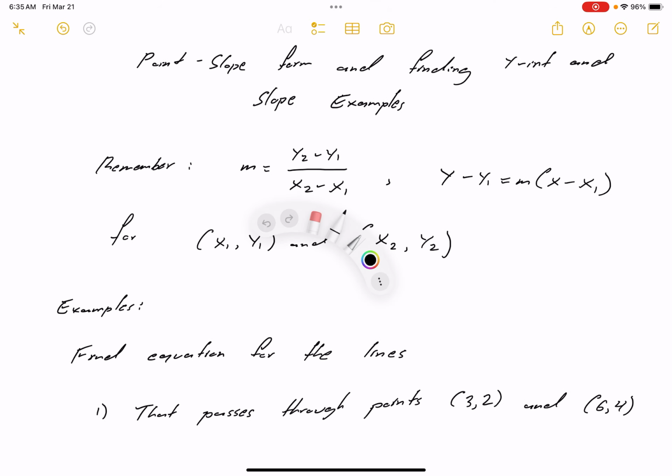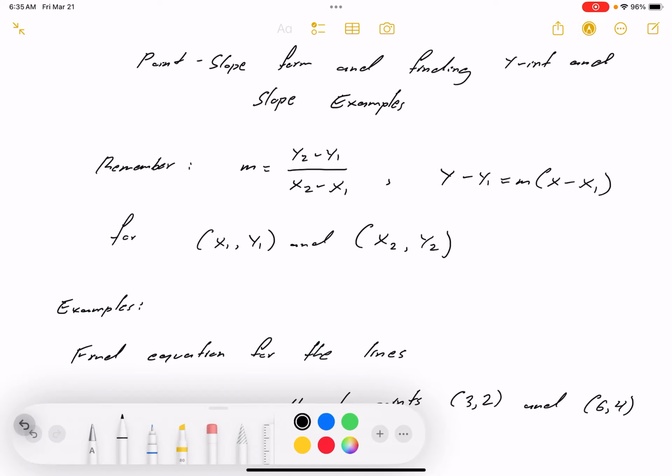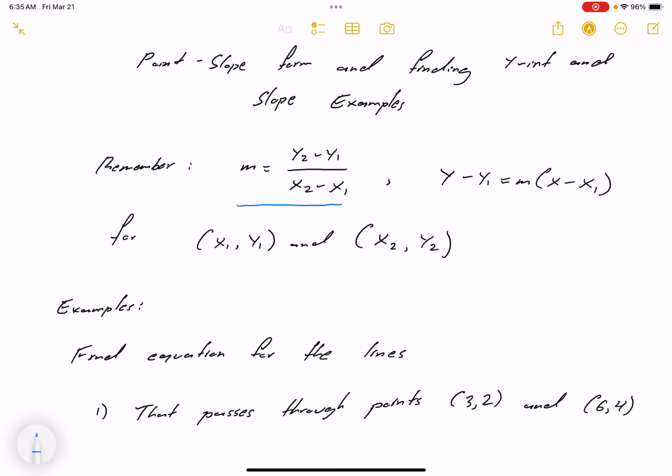First, some things that I want you guys to remember is that this is your slope. This formula here is going to be your slope. So m is going to be your slope, and m is y sub 2 minus y sub 1 divided by x sub 2 minus x sub 1. We're going to use that to find our slope. This is the slope formula, which we will utilize to find our line.